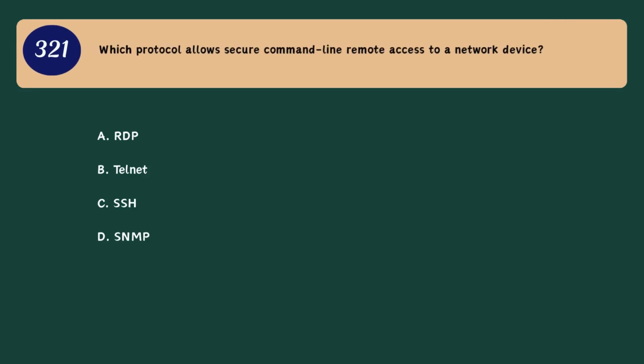Question 321. Which protocol allows secure command line remote access to a network device? A. RDP. B. Telnet. C. SSH. D. SNMP.